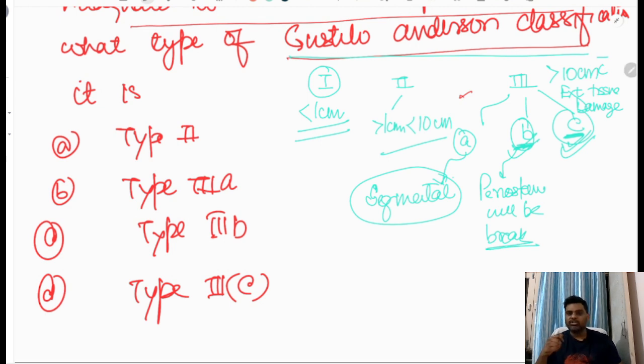Now, we can also see the treatment. Remember, in all of these fractures, we will give antibiotics and we will do debridement. This will be done in all the Gustilo-Anderson types. But then there is a third thing: either we will do closed reduction and internal fixation, or open reduction, or we will just put an external fixator. So in all of these, we will give antibiotics and do debridement.